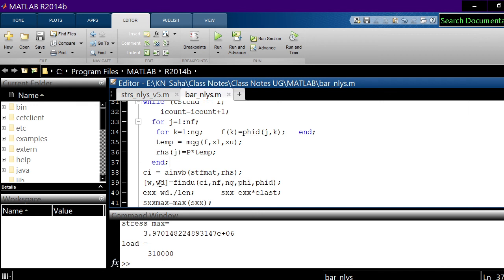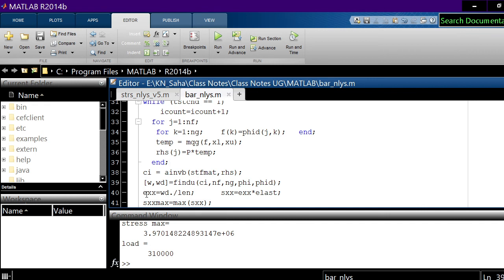So this is now generated. Unknowns are known, the functions phi are known, the derivative of phi is also known. So you can find out what W is, the displacement field, and its derivative also. The same thing, this is generated for NF number of functions at ng number of Gauss points. This is complete. This completes the solution.